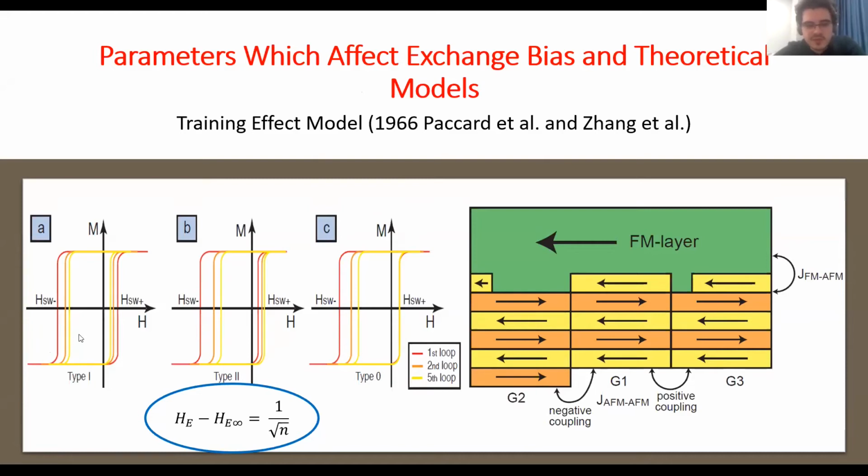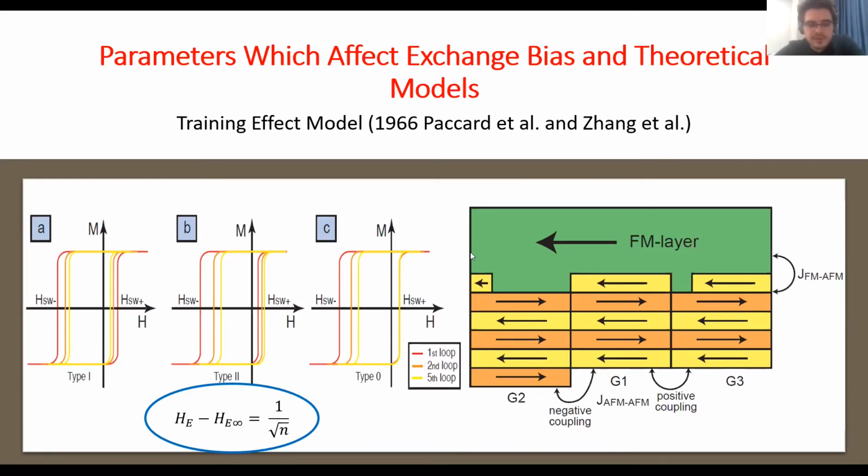The exchange field depends on the number of consecutive hysteresis loop measurements performed. This is called the training effect. This property was first observed by Meiklejohn and his collaborators in 1966. And a theoretical model explains this experimental result, done by Dr. Zhang and his collaborators.